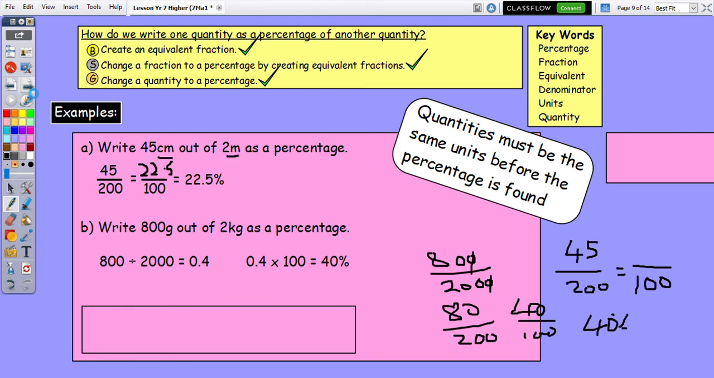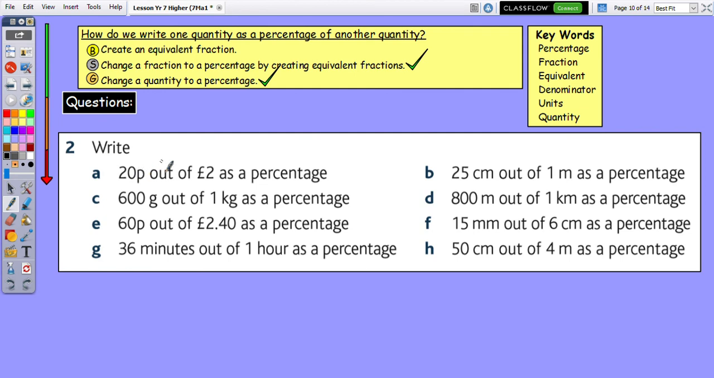Okay, so you can see here that the quantities are different. Make sure you change the quantities. Okay, pause the video, give them a go, and I'll go through the answers.